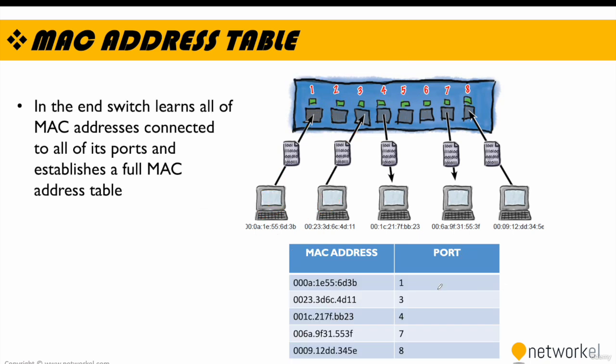In the end, guys, your switch will learn all of the MAC addresses connected to all of its ports and will establish a full MAC address table, as you can see here. So there will be no broadcast, nothing. Everything will be forwarded directly. For example, if this PC, the one connected to port 1, wants to communicate with this PC, the one connected to port 7, yeah, I have this MAC address, I have this MAC address, then there will be direct communication between those ports.